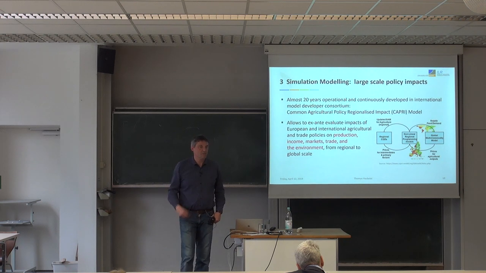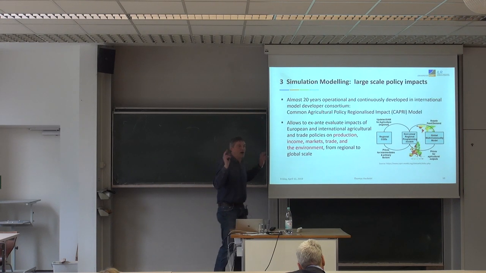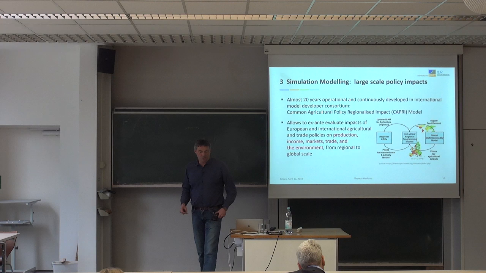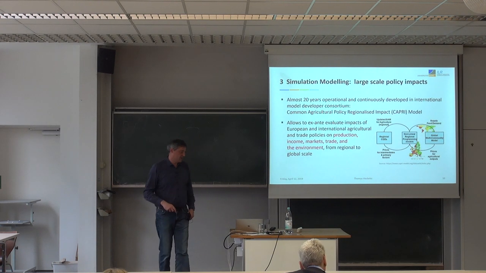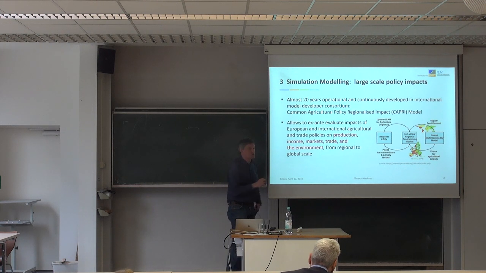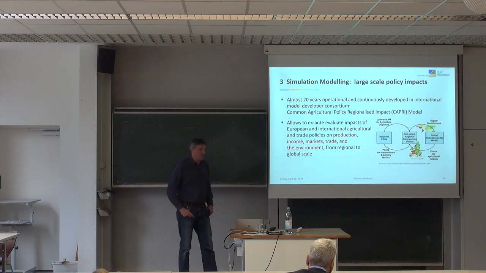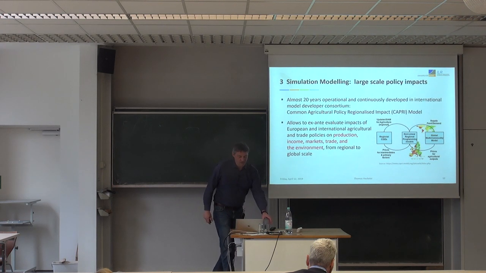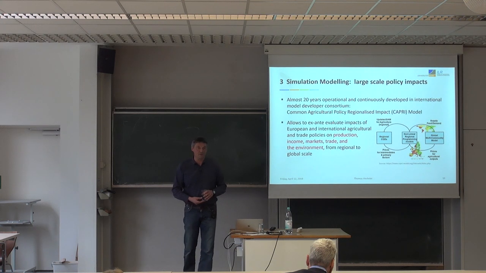It is used by the European Commission for the impact assessment of new policy reforms in the agricultural sector. It's not really our model anymore. It's now a model that's further developed and continuously used in a network of an international consortium. So what does this do? It allows to ex ante evaluate impacts of policy options, European agricultural policy, international trade policies on production, income, markets, trade, and the environment from region to global scale.